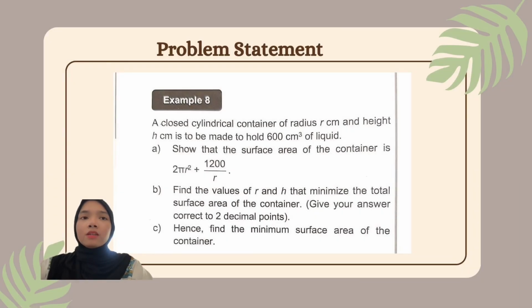Problem statement. A closed cylindrical container of radius r cm and height h cm is to be made to hold 600 cm cubed of liquid. We have 3 questions here, A, B and C. A. Show that the surface area of the container is 2 pi r squared plus 1200 over r. Question B. Find the values of r and h that minimize the total surface area of the container. Give your answer correct to 2 decimal places. C. Find the minimum surface area of the container.